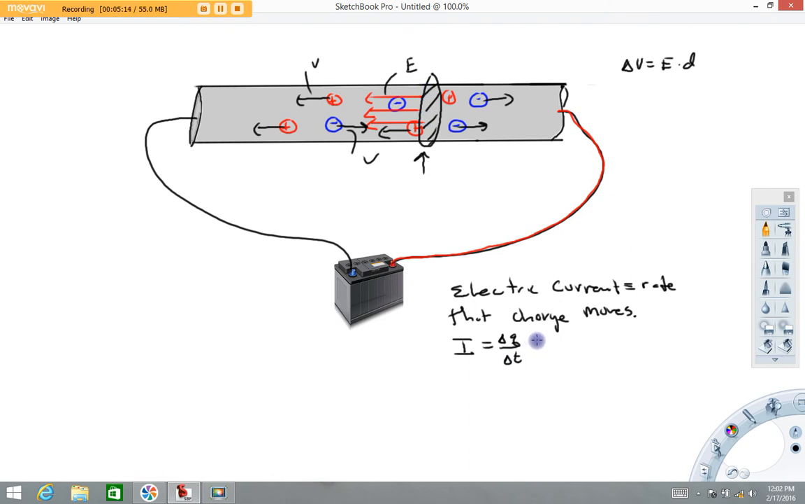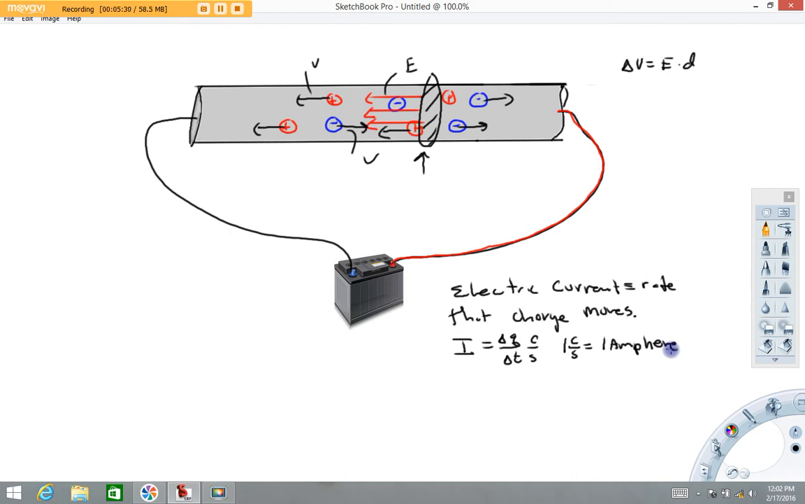And therefore current would have units of coulombs per second. And like most things in physics, 1 coulomb per second has its own special name. 1 coulomb per second is called 1 ampere, A-M-P-E-R-E, usually just called an amp.